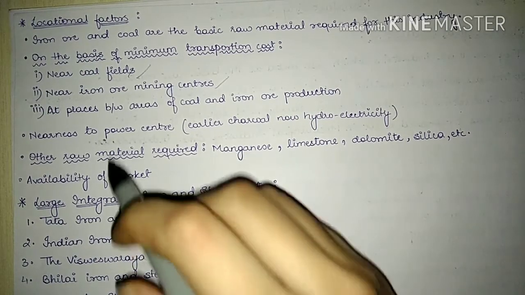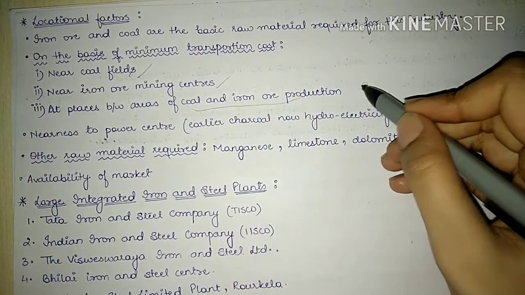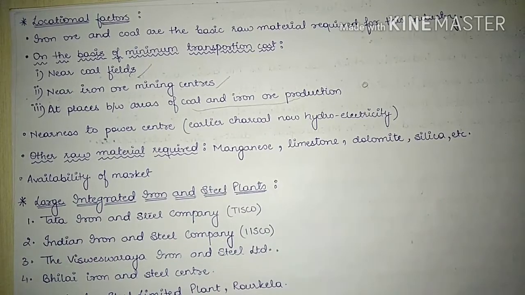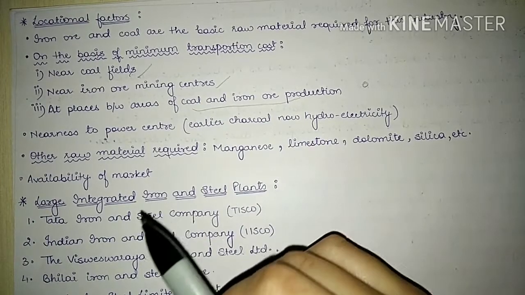Okay, so the area should be between coal and iron producing areas. So the industries should be set up between them. Most of the iron and steel plants in India, we will see that they are in areas such as Jamshedpur, Burnpur, Durgapur, then Rourkela, etc. These areas are rich in coal as well as iron ore deposits. Because of that, the iron and steel industry is located here.